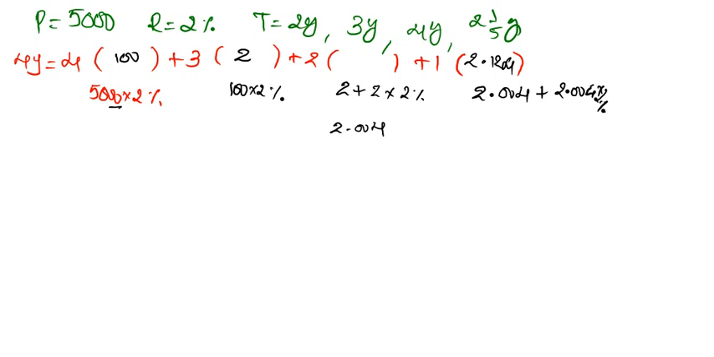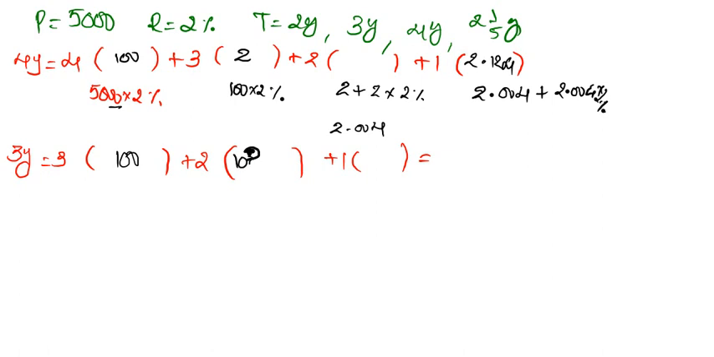Then if you are calculating compound interest for 3 years, that is 3 into box plus 2 into box plus 1 into box. The first box is again how much? 5000 of 2% is 100, and again next 102. Here also you should write 102, and again here 102.004. So the interest on interest is calculated.